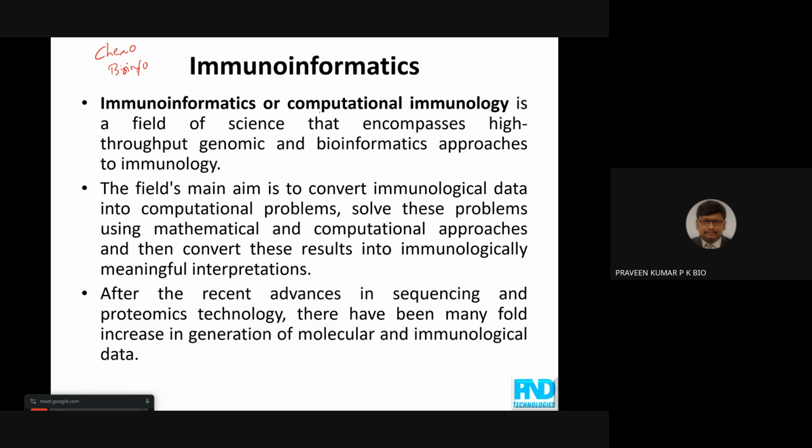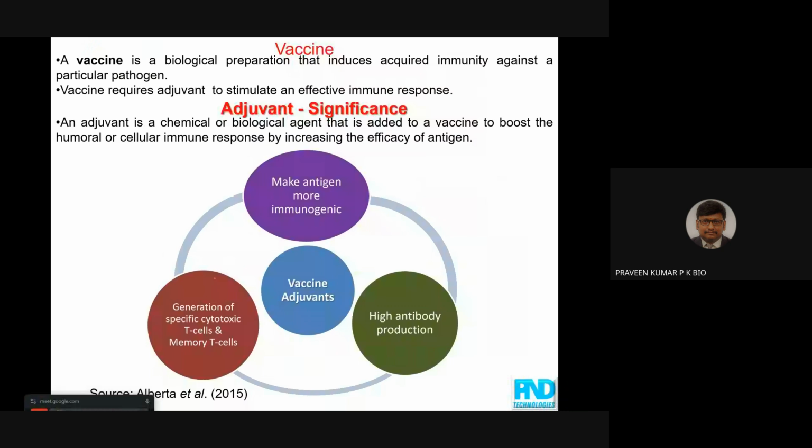It means that whatever immunology you work on in the computational part, that's what we call computational immunology. We call this immunoinformatics, and this is a field of science that encompasses high-throughput genomic and bioinformatics approaches to immunology. And in immunoinformatics, basically we study vaccines and vaccine adjuvants. Okay, vaccine. What is a vaccine? A vaccine is a biological preparation that induces acquired immunity against a particular pathogen.